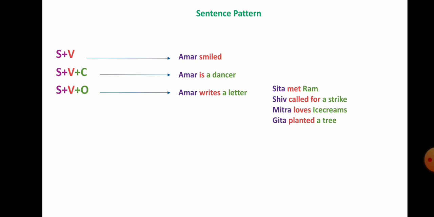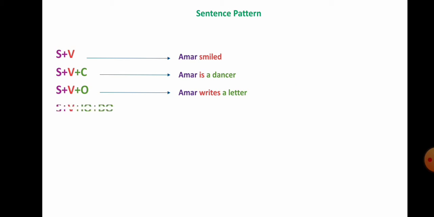Let's see more examples. Sita met Ram. Shiva called for a strike. Mitra loves ice creams. Geeta planted a tree. Geeta planted what? A tree. Mitra loves what? Ice creams. So Ram, strike, ice creams, tree are all called the object of a sentence.